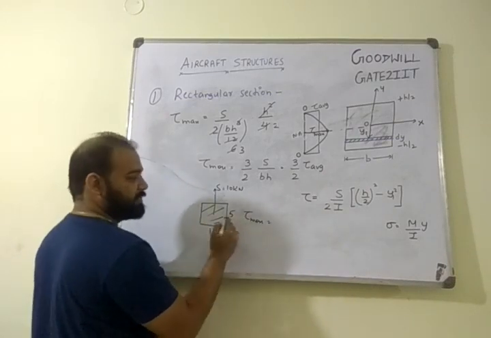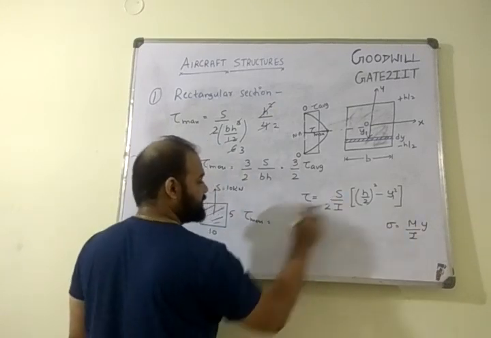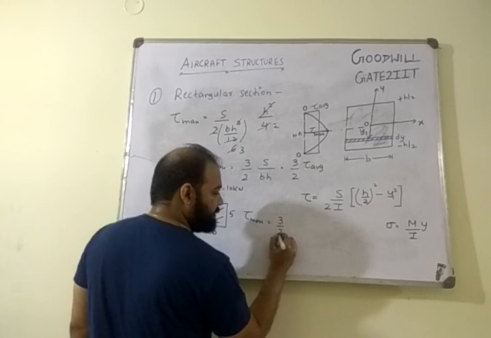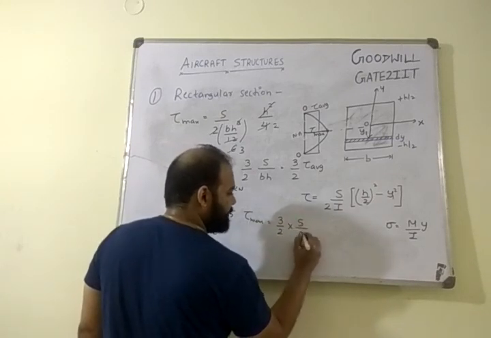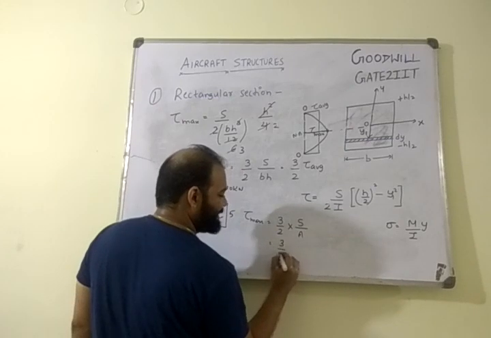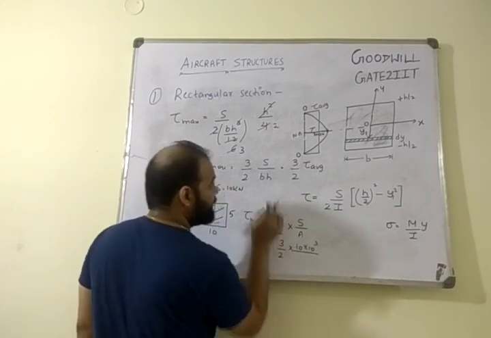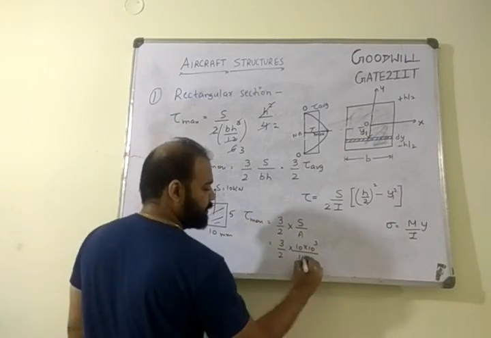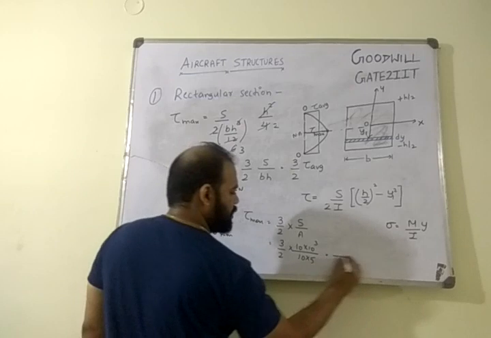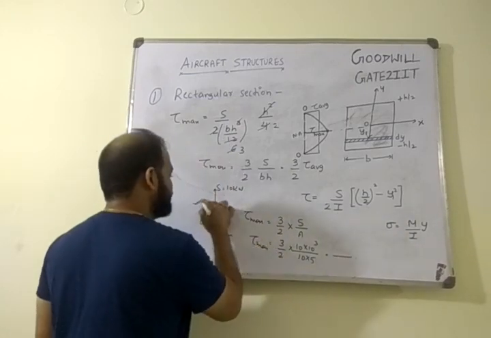What is tau max? We know it is at the neutral axis. So now there is no need to do any of this formulation. What you directly say is 3 by 2 into tau average. What is tau average? S divided by area. So what is S in our case? 10 into 10 to the power 3, divided by area, which is 10 into 5, let's say this is in mm. Solve this and you will get tau max acting on this rectangular cross section.